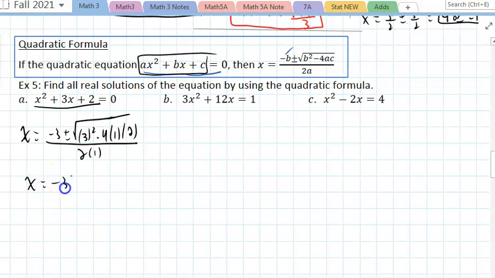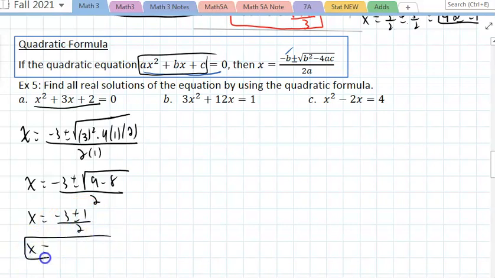X would equal negative 3 plus or minus the square root of 9 minus 8, over 2. X would be negative 3 plus or minus 1 over 2. Negative 3 plus 1 is negative 2 over 2, that's negative 1. And negative 3 minus 1 is negative 4, divided by 2 is negative 2.